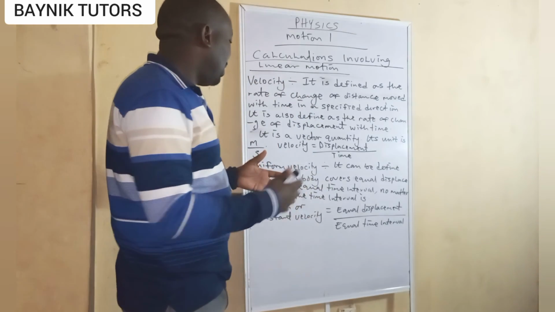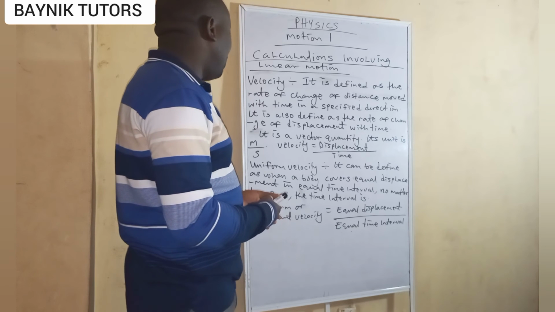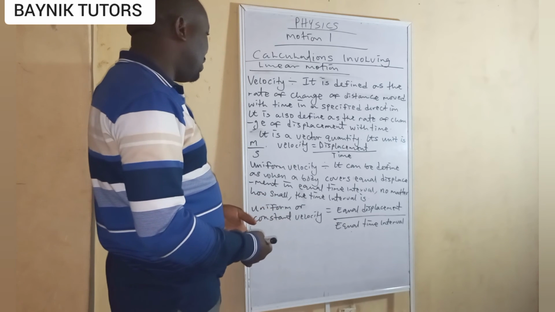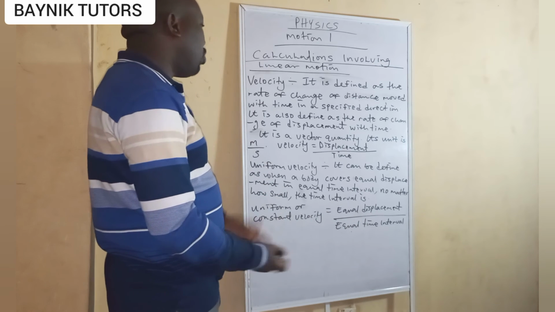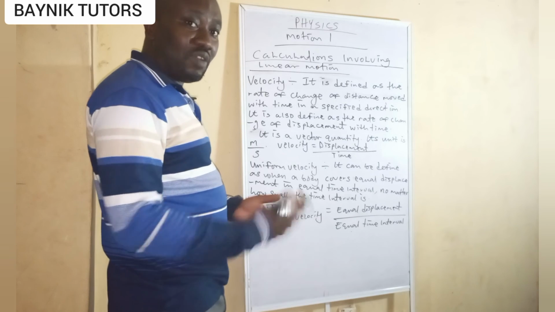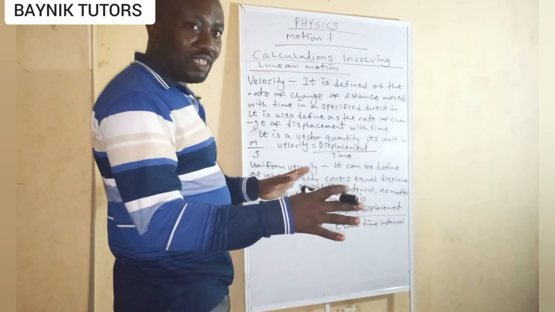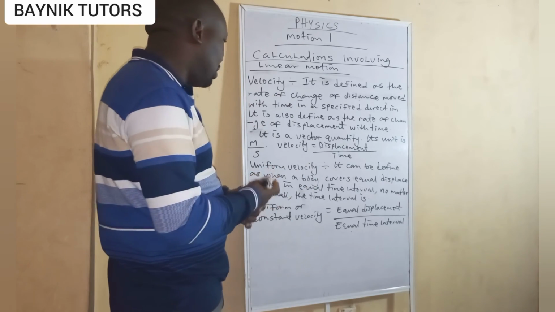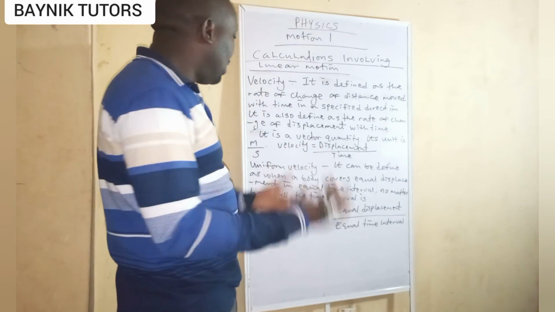But when it comes to velocity, we now say velocity can also be defined as the rate of change of displacement with time. So it's well specified like that. It is a vector quantity, that is, its unit is meter per second, just like average speed. You know, average speed is distance over time. That one is a scalar quantity, but here is the vector quantity. As we said, it has magnitude and direction.